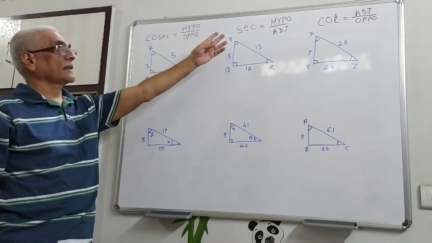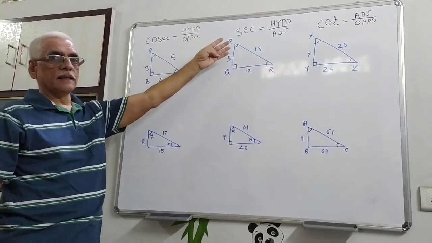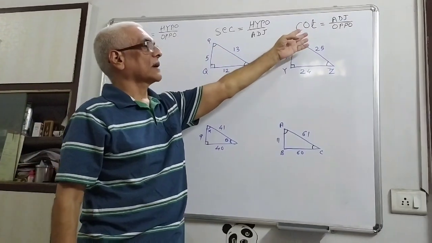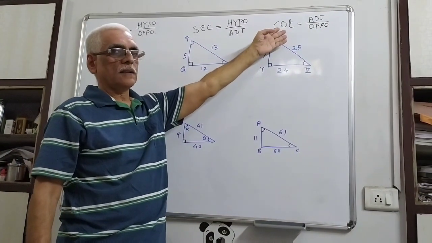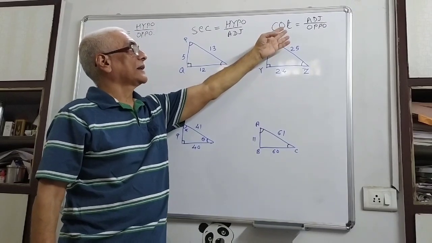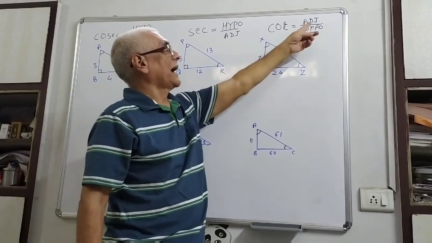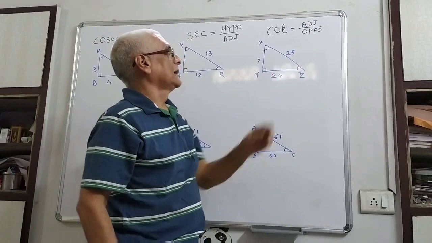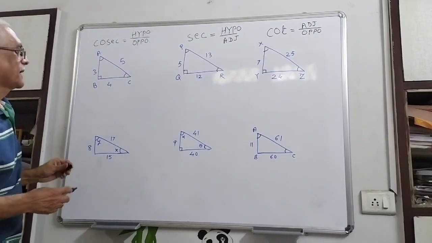Just now we have seen cosecant and secant. Now we are seeing one more ratio called cot. The full form is cotangent and it is defined as the ratio of the adjacent side upon opposite side. So let us apply this ratio and find the values.